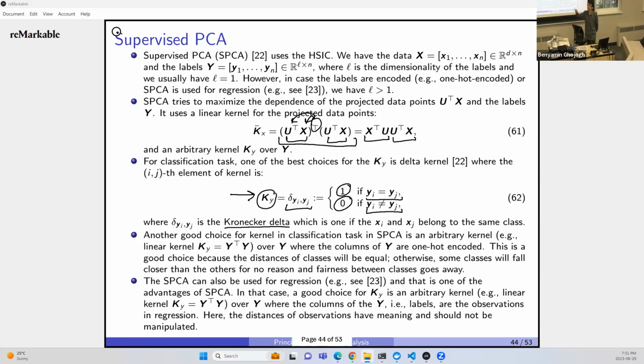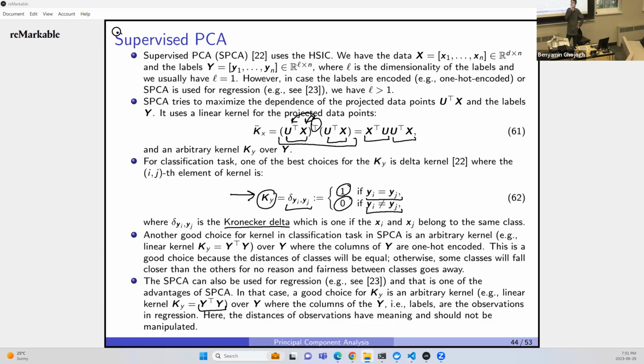What happens? Let's see. By the way, this was when this kernel Y was for classification. We can use supervised PCA for regression. Then for regression, the labels are continuous, right? Therefore, we can't use equation 62 for that. What do we do? For regression, we use a simple linear kernel on the labels. Assume Y is the matrix of the labels. Why am I saying matrix?